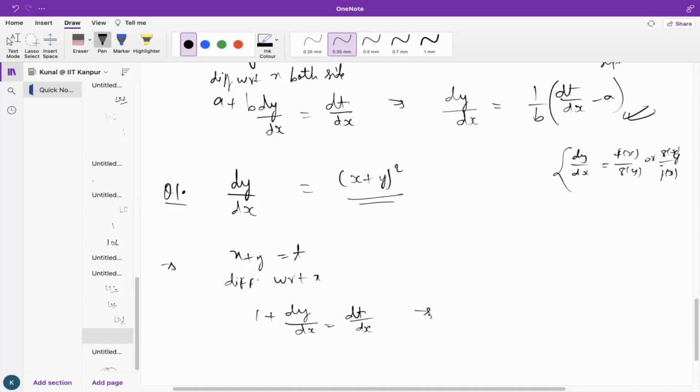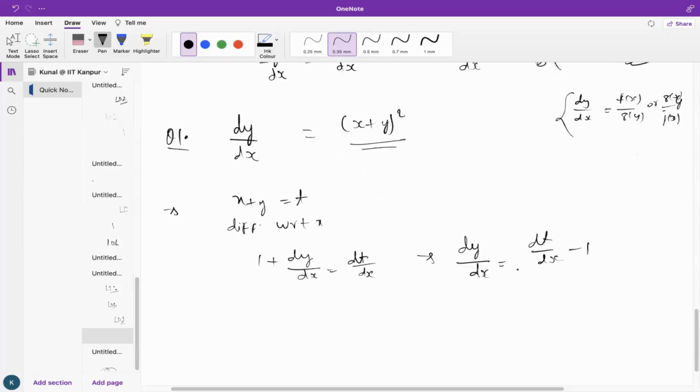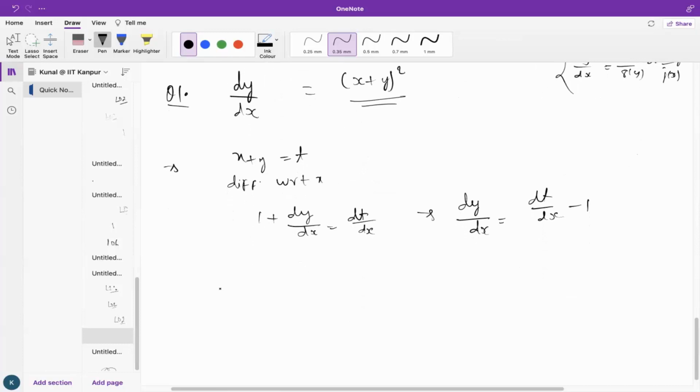And then we will get the value of dy by dx as dt by dx minus 1. Now go through the original differential equation. It is dy by dx is equal to (x plus y) whole square.